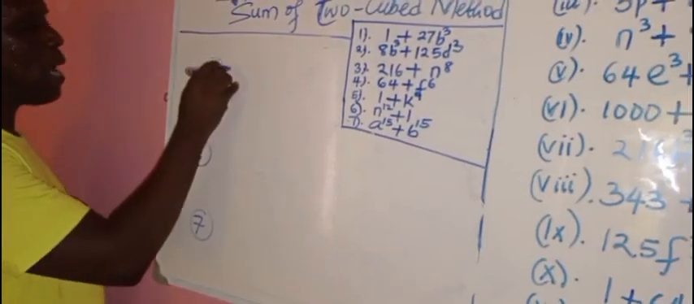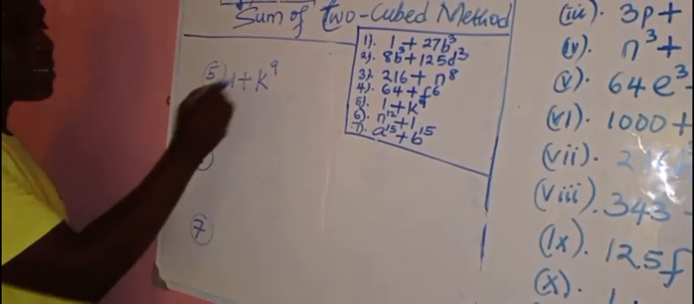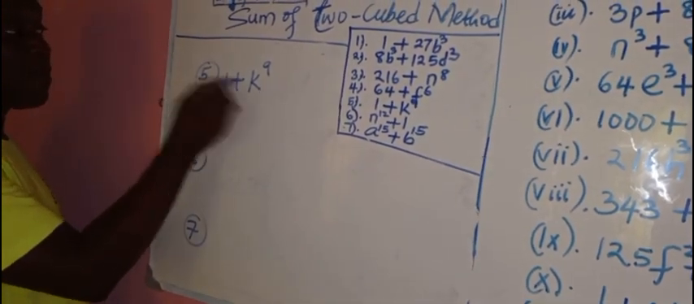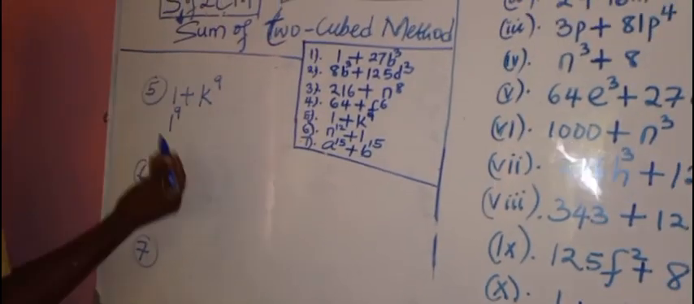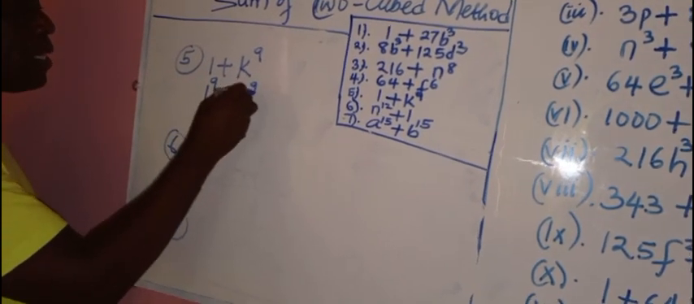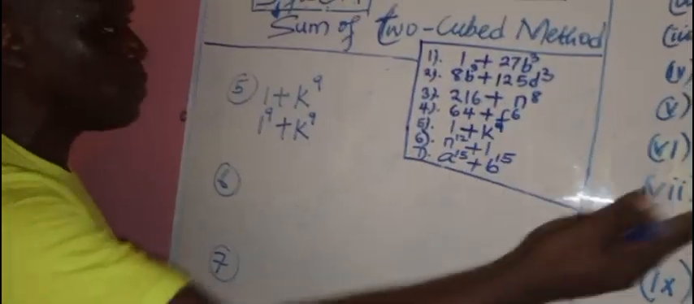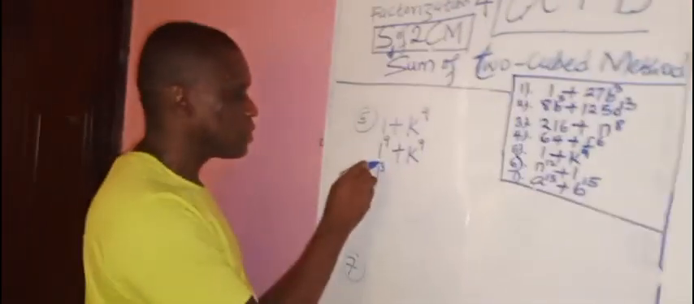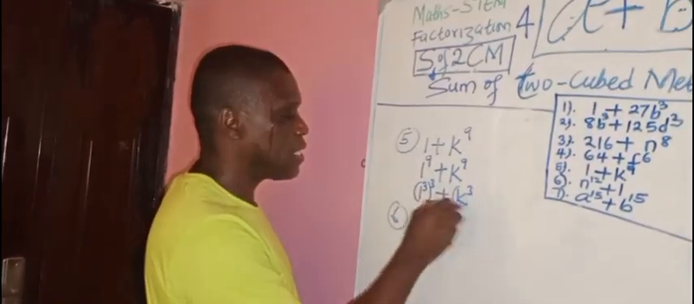It says 1 plus k raised to the power 9. You know that 1 can be raised to the power of anything. Since this is 9, you have to raise to the power of 9. 1 raised to the power 9 is still 1. 1 in 9 places is 1 plus k raised to the power 9. Now, if you look at this, it can be written as, we can get 3. There is sum of 2 cubes. We can get 3 from 9. So this becomes 1 raised to the power 3 raised to the power 3 plus k raised to the power 3 raised to the power 3.